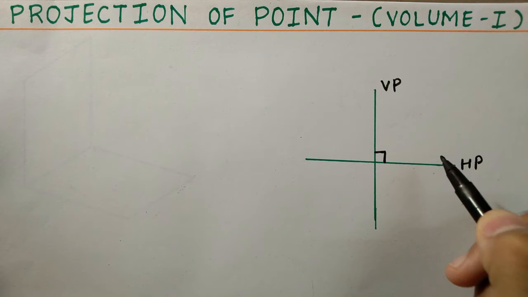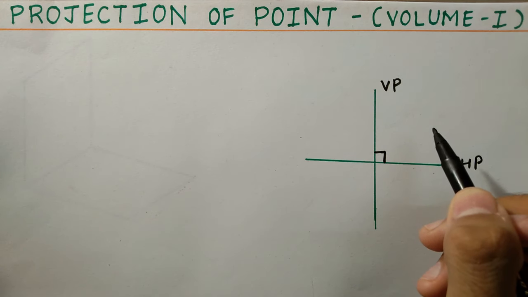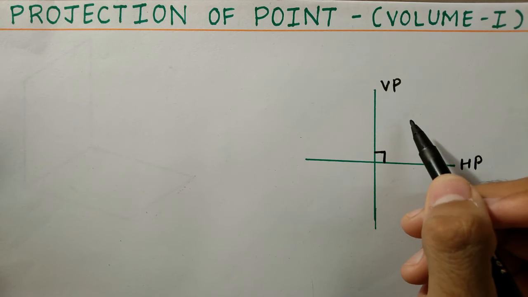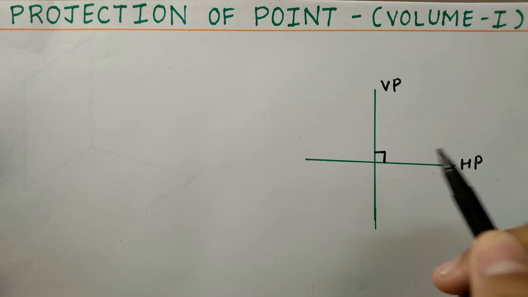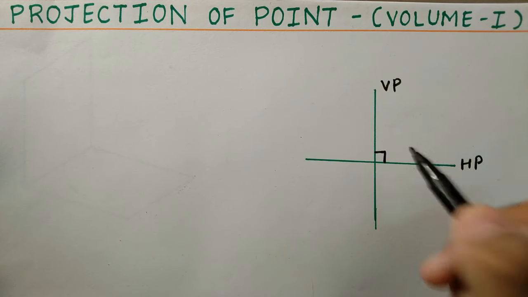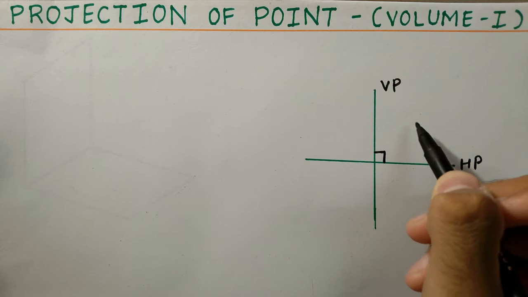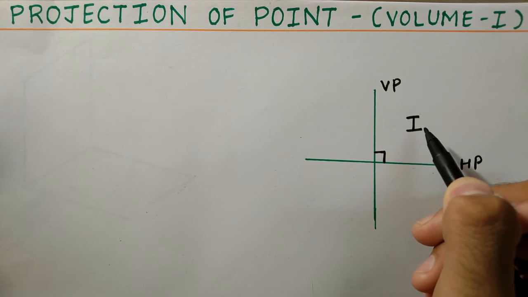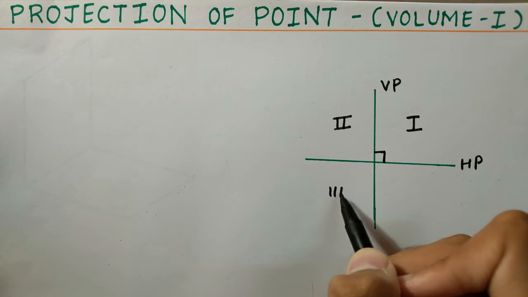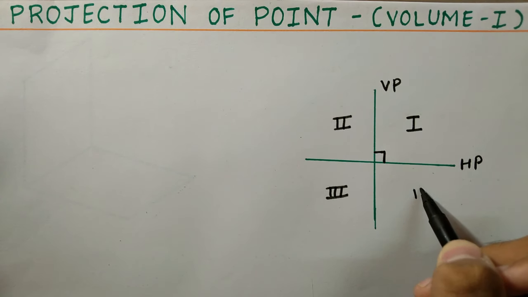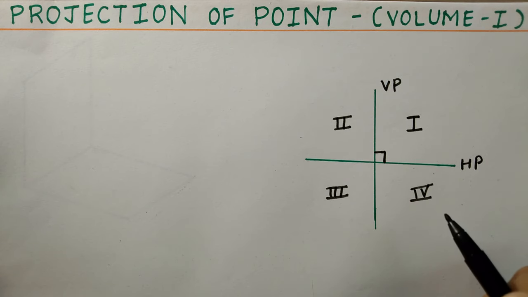Now, whenever an object or a point or a line or a solid is lying in the quadrant, then to identify that quadrant, we should name the quadrants. This is referred as a first quadrant. This is referred as a second quadrant. This is referred as a third quadrant, and this is basically referred as a fourth quadrant.